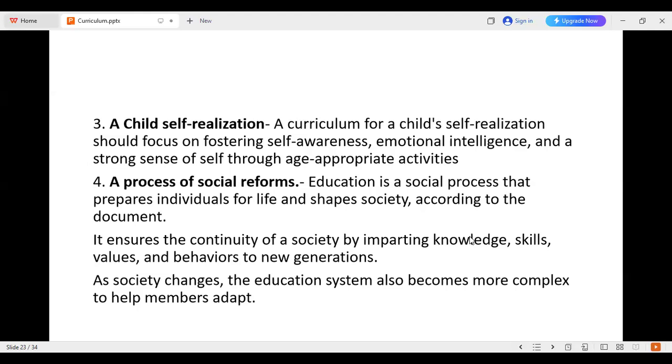foster awareness, the emotional intelligence. The curriculum should include learning activities, not only the content. That is the view number 3.